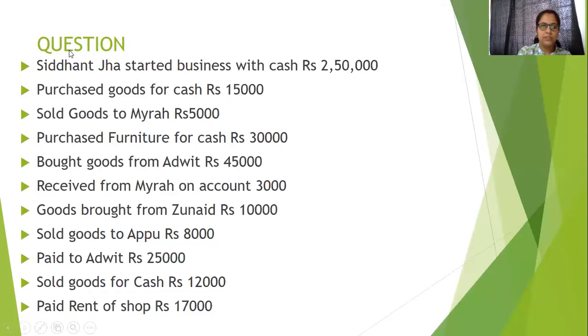In this question, we see there are various accounts which will be opened, and we open accounts with the help of journal entry. Some accounts are debited, some accounts are credited. We know that. Talking about the first transaction, there are two accounts, capital account and cash account, which will be opened. In the next also there will be two accounts which will be opened. What are those accounts? Purchase account and cash account, sales account and Myra's account.